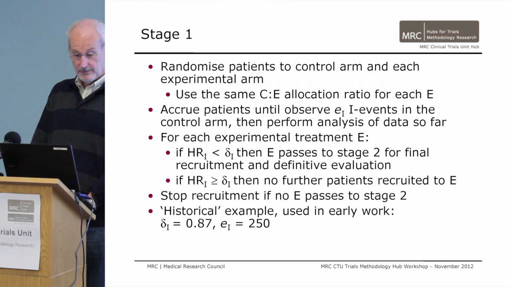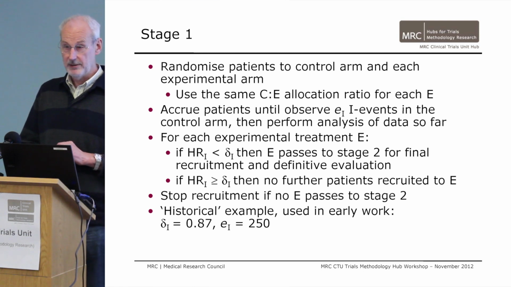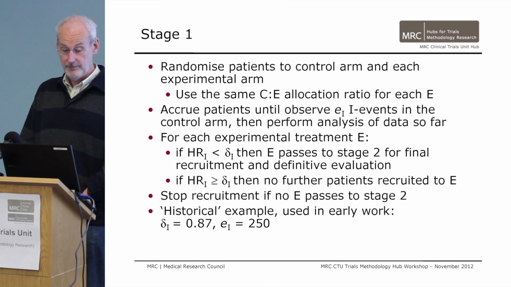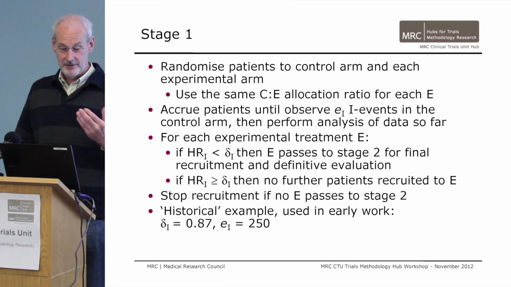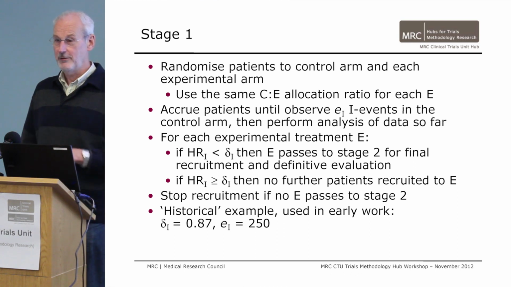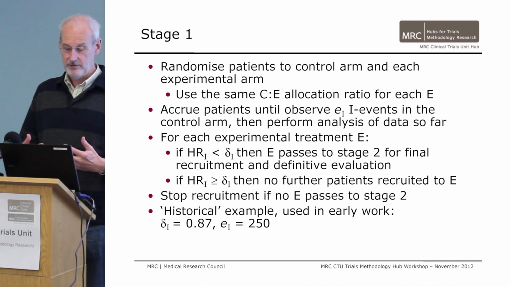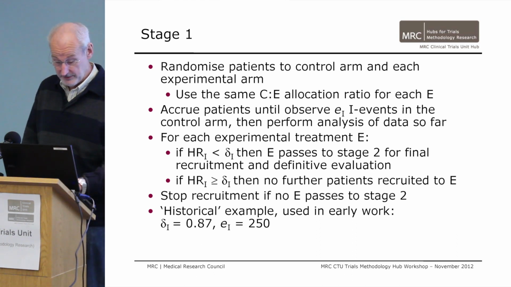What are these threshold numbers, such as the number of events in the control arm, EI, and the delta I? Just to give you a flavour from the very earliest trial, I wasn't involved at this stage, they used a cutoff of 0.87 for the hazard ratio, which I think was kind of halfway between the target value of 0.75 and the null value of 1, something like that. And the number of events was less than you would perhaps normally expect to have in a fully fledged trial, 250 at the intermediate stage.